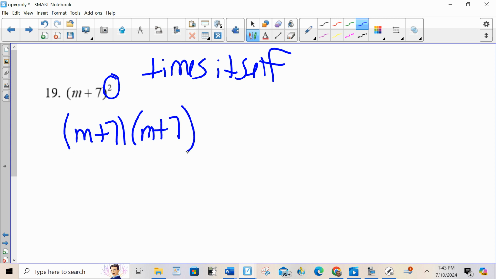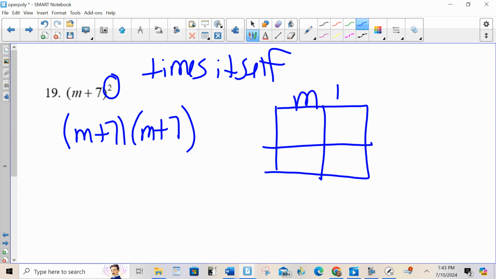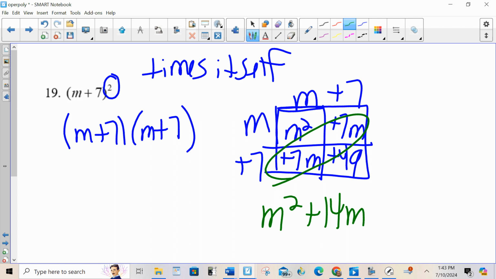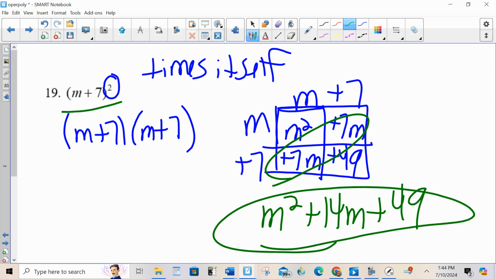And to do m plus 7 times m plus 7, to multiply polynomials, I do box method. M plus 7, m plus 7. M and m is m squared, plus 7m, plus 7m, plus 49. Then I combine my like terms. 7m and 7m is 14m, plus 49. So whenever you're squaring a binomial, squared means times itself. We write it twice. We do our box method.